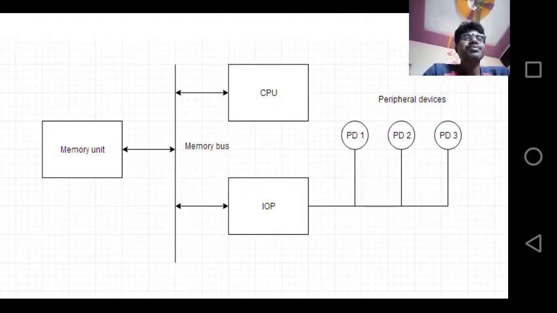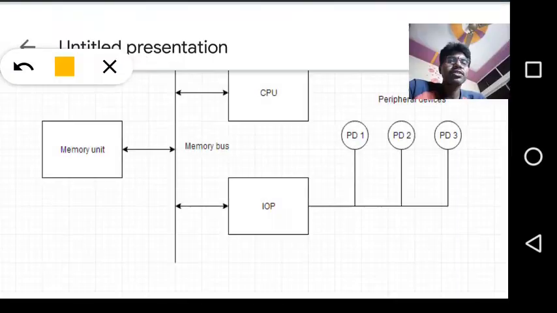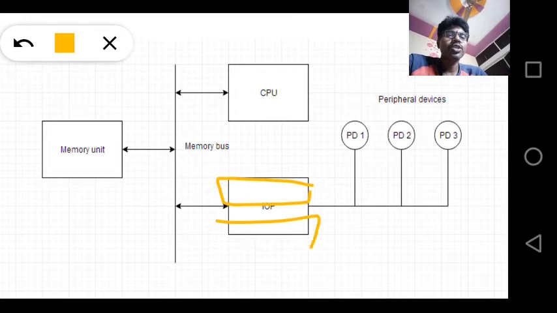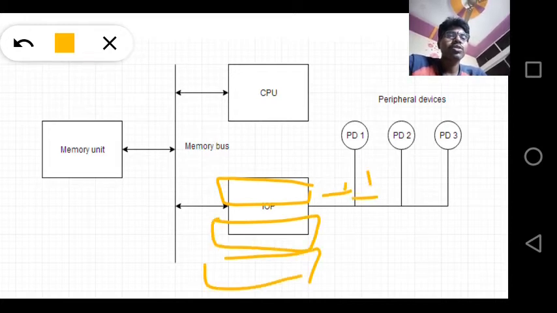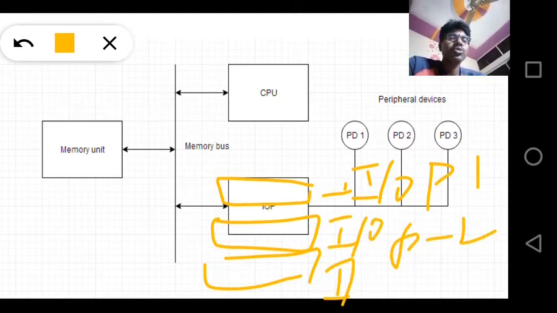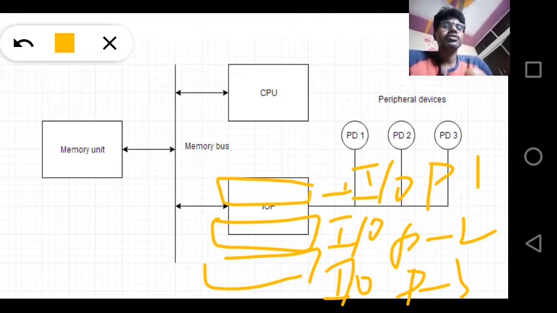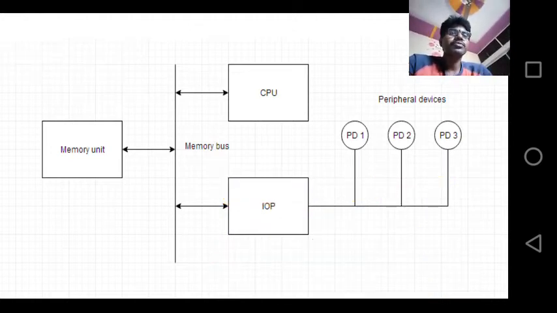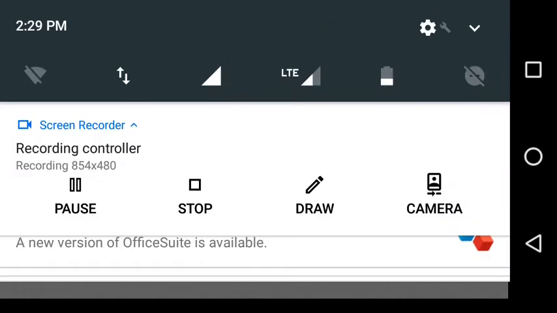And in large scale computers, each processor is independent of other processors and any processor can initiate operation. Large scale computers, in the sense they have more than one IO processor. Here IO processor 1, IO processor 2, IO processor 3, like this. The CPU can act as a master and the IO processor acts as a slave. This is most important.